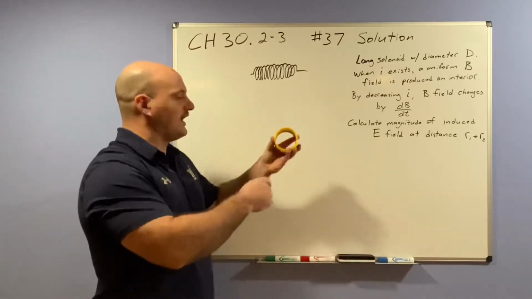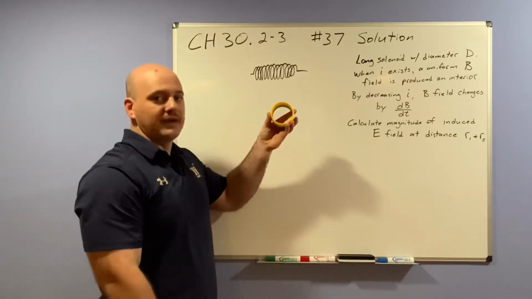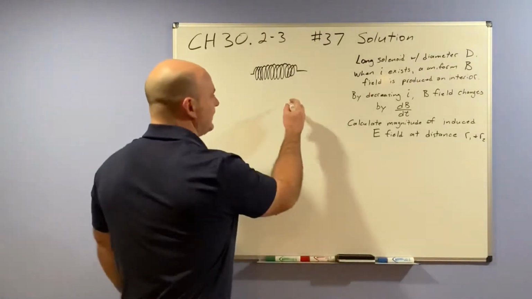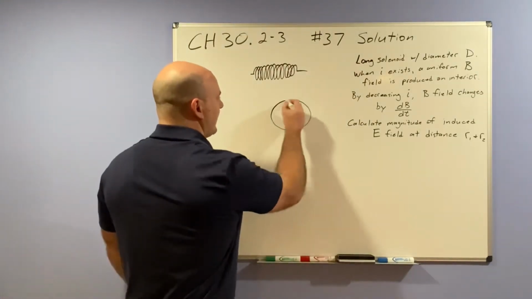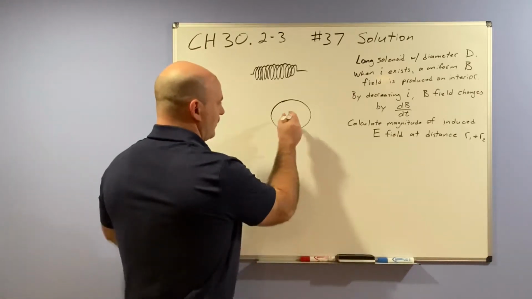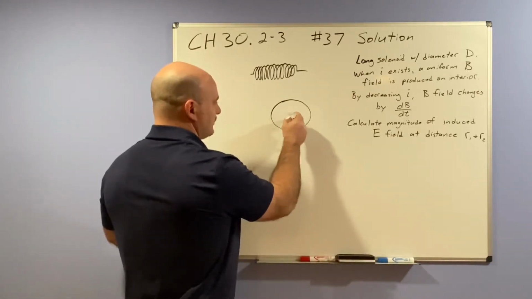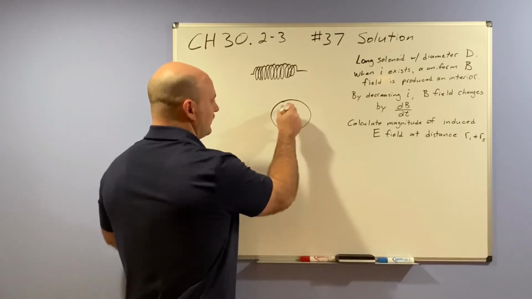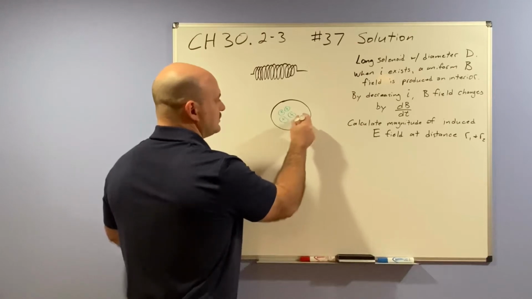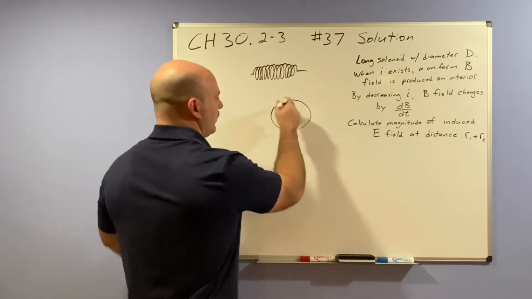So if we're going to look down the center of the windings, that's what I'm going to draw here next. Essentially what we have is a magnetic field into the board, let's call it. There's our magnetic field, and this is everywhere inside the windings, all throughout.